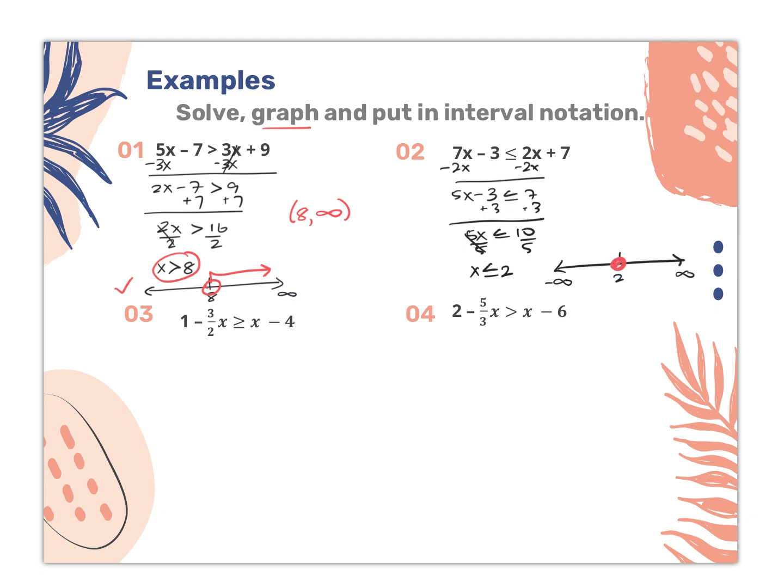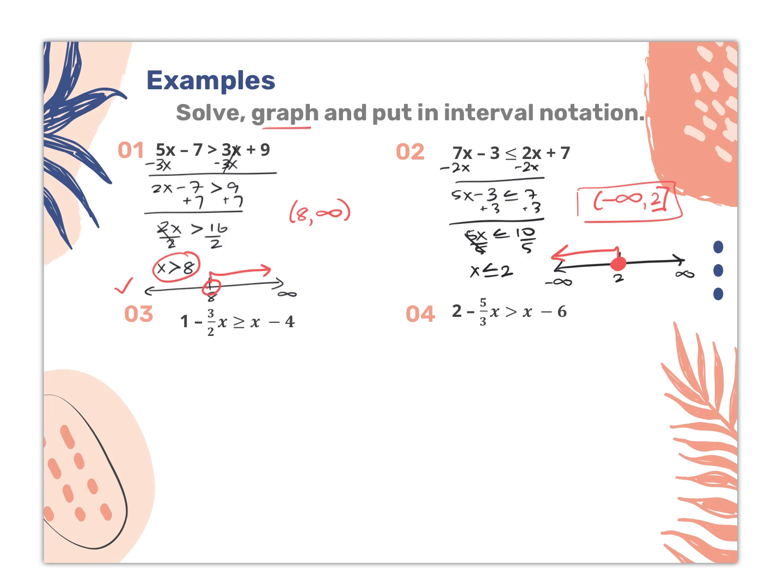So equal to 2 or less than 2 goes this way. And so that's the graph. And again, in interval notation, I know I'm going to go from negative infinity to 2. Negative infinity always gets a parentheses, and 2 will get a bracket in this case because it's equal to it. And so, again, there's my solution in interval notation.